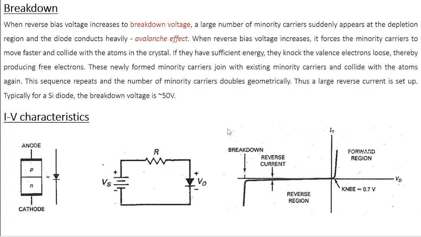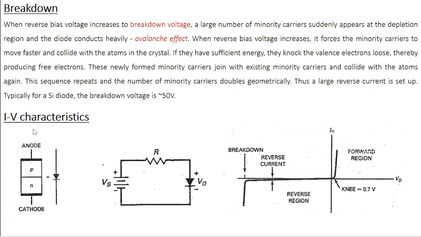So when you have a large amount of minority carriers flowing across the PN junction, a lot of heat energy is suddenly released, and because of this heat energy, your diode gets burned. So whenever you operate a PN junction diode in the reverse bias, you need to make sure that the applied voltage is well below the breakdown voltage.